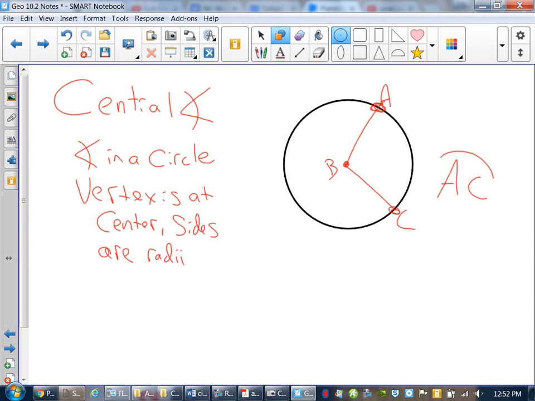Now, when we get into this a little bit further, we start talking about different types of measurements. Just like you did with angles. Remember how with angles we had acute, obtuse, right angles, and things like that? With arcs, you can have the same idea. You can have what's called a major arc, or a minor arc, or something called a semicircle.